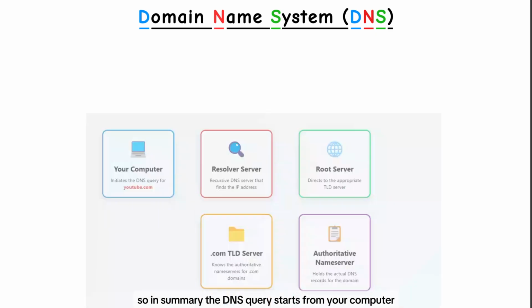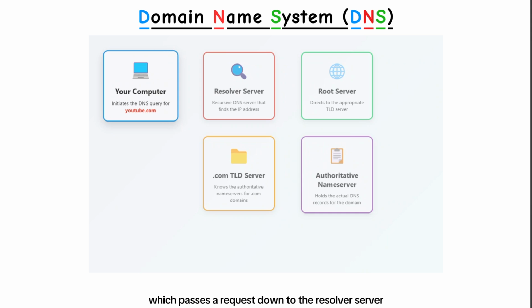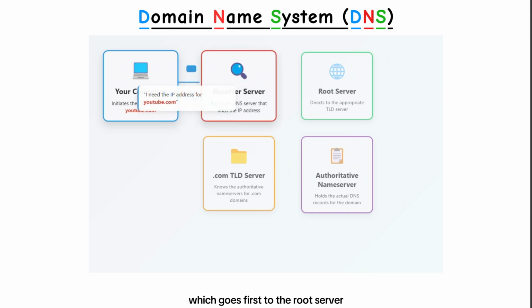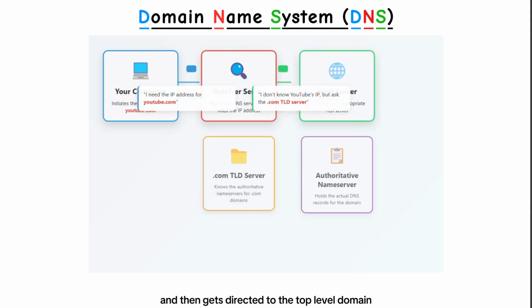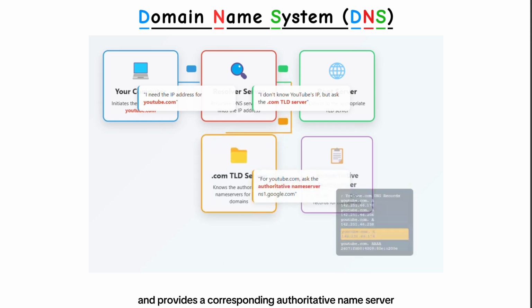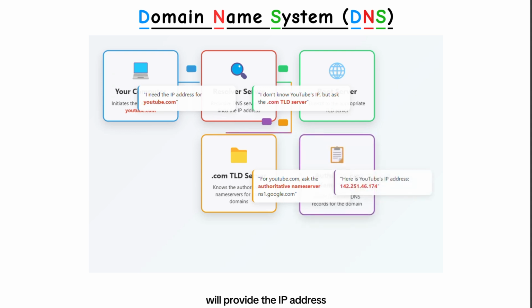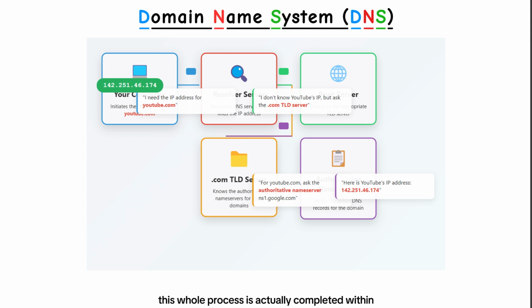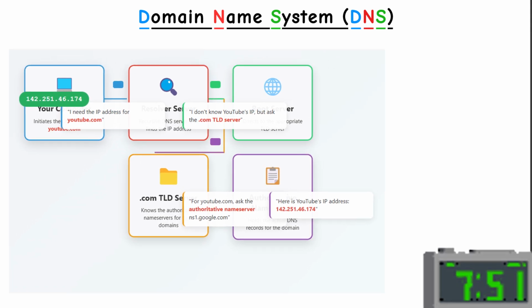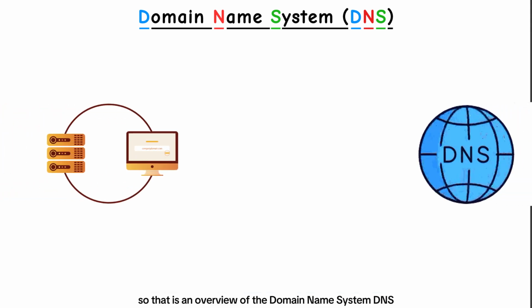So in summary, the DNS query starts from your computer, which passes the request down to the resolver server, which goes first to the root server and then gets directed to the top-level domain according to the request it brings. The top-level domain server now checks its zone file and provides a corresponding authoritative name server for that specific domain. And then finally, the authoritative name server, being the holder of the domain's DNS records, will provide the IP address of that particular domain to the resolver server, which brings the results back to the computer. This whole process is actually completed within milliseconds in real time. So that is an overview of the domain name system, DNS.